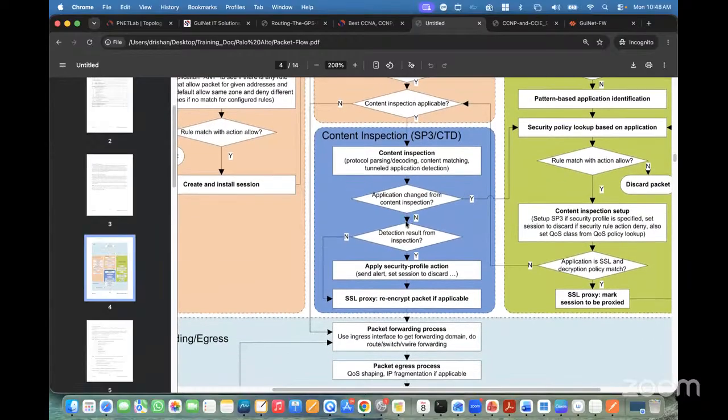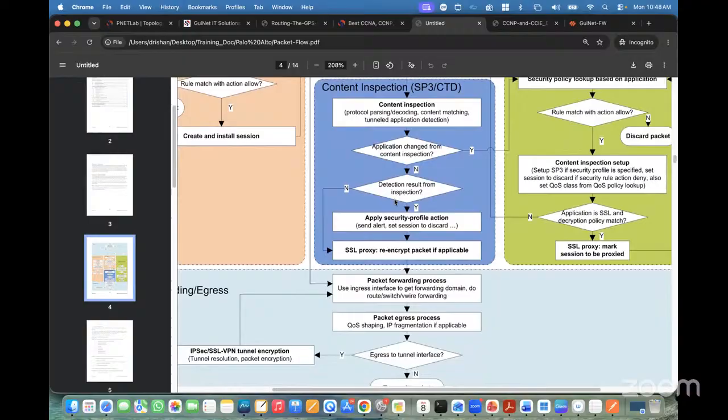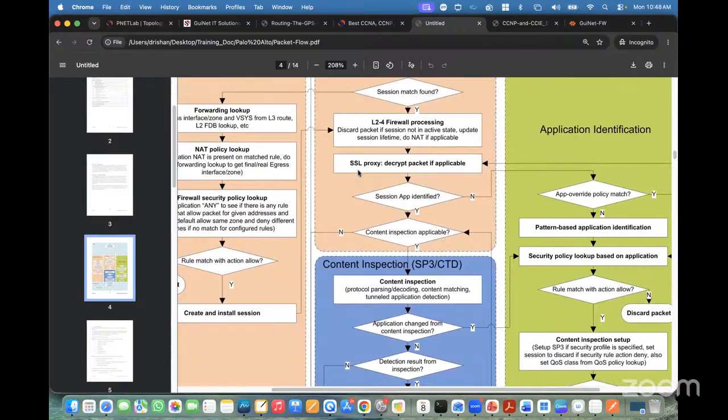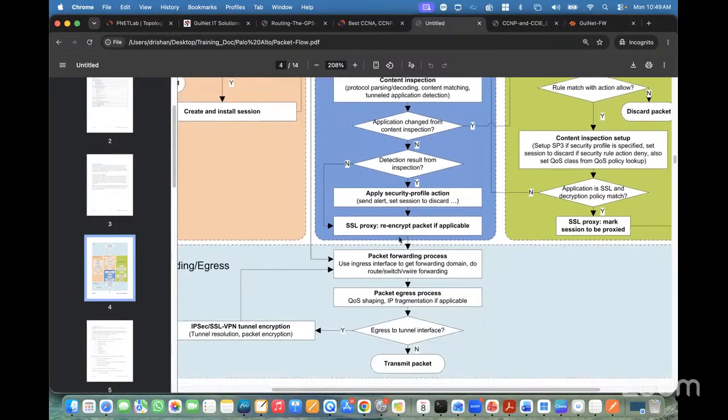Further, it checks the detection results, whether you want to allow or alert. Once you apply the security profiles, you send alerts, set sessions, or discard. Finally, if you say everything is good and there is no need to drop anything, then before sending the packet to the egress stage, it is going to be re-encrypted, because you decrypted it here. So now you have to re-encrypt.